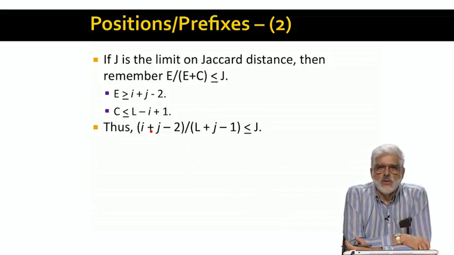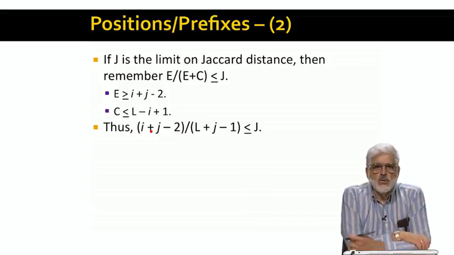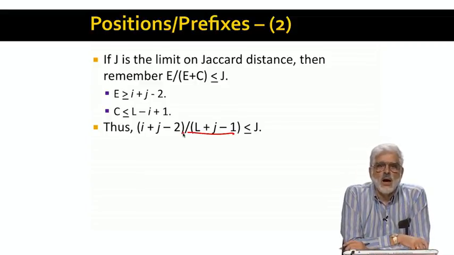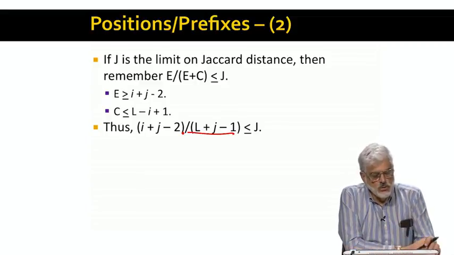But there's more messy math. Our goal is to isolate little j, so we can multiply both sides of the inequality by L plus J minus 1, rearrange the terms, and voila.